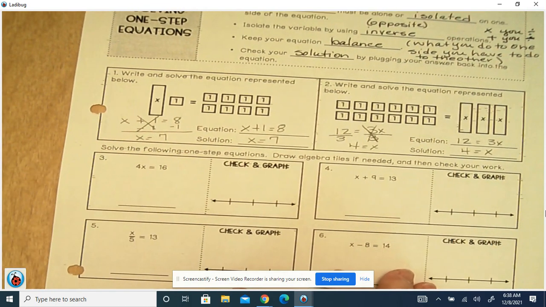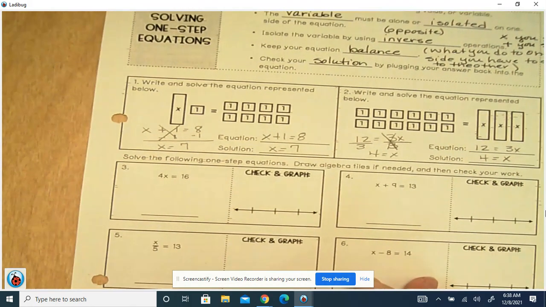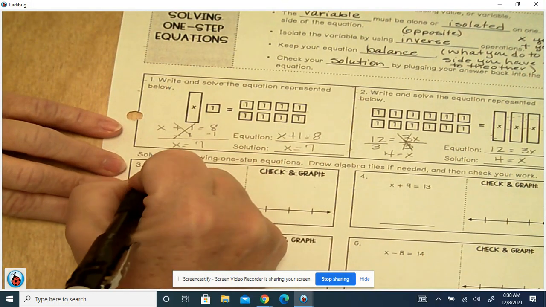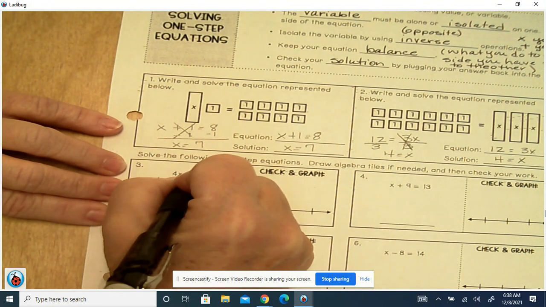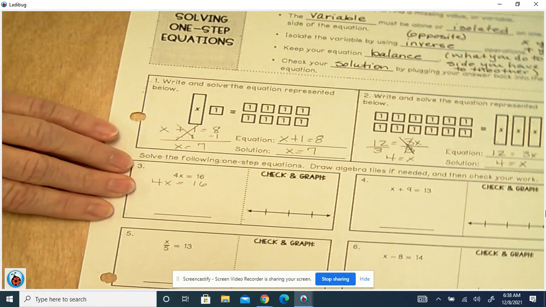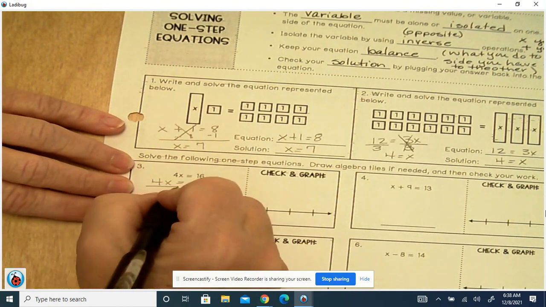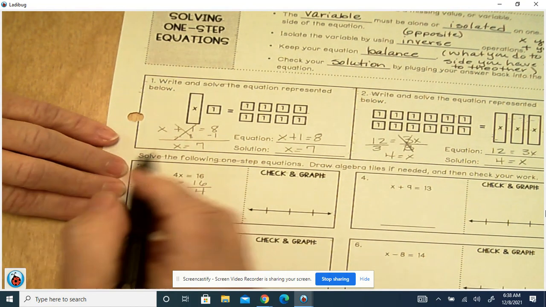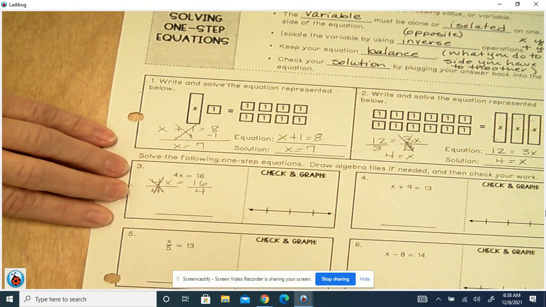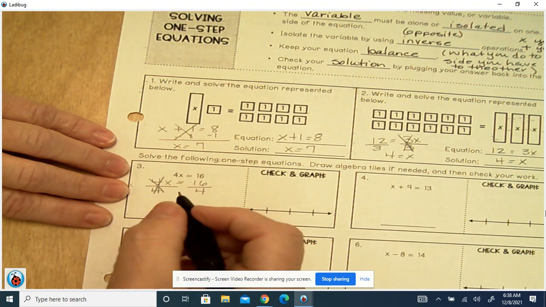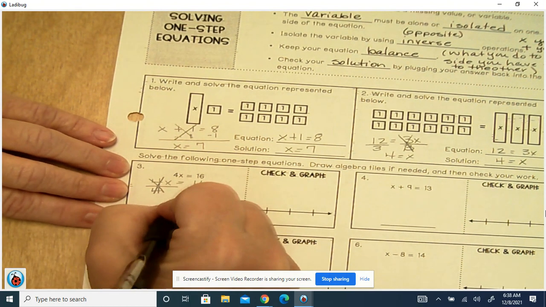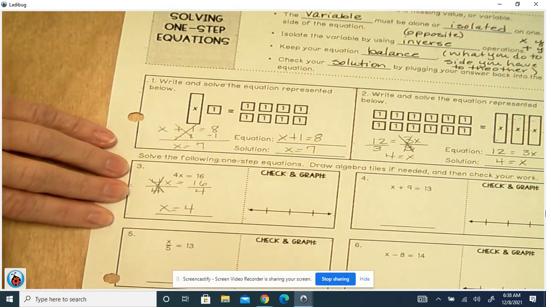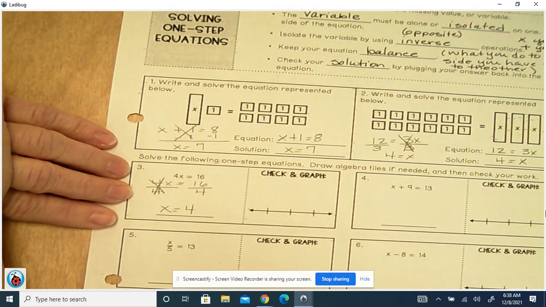Right here, we've got 4x equals 16. So let's work our problem. We've got 4x equals 16. And remember, a number beside a variable means to multiply. So we're going to divide. What you do to one side, you do to the other. 4 divided by 4 is 1, so that cancels out. And we're left with x equals 16 divided by 4 is 4. Once again, you have to know your times tables.